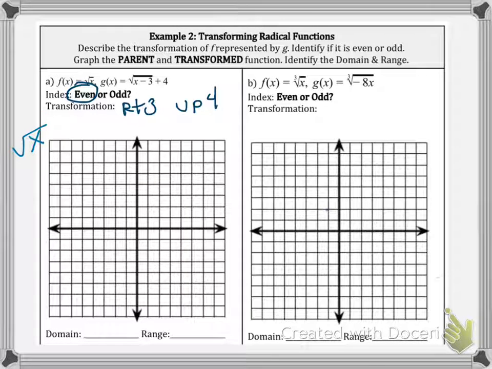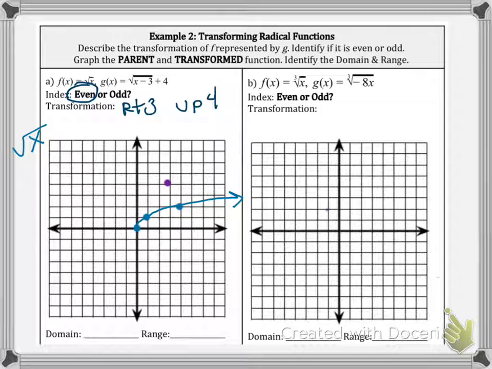So when I plug in 0, I get 0. If I plug in square root of 1, that's 1. Square root of 4 is 2. So this is the parent function. Now, to transform this, we just need to take the right 3, up 4 and shift it over. So we'll go right 3: 1, 2, 3, and up 4: 3, 4.